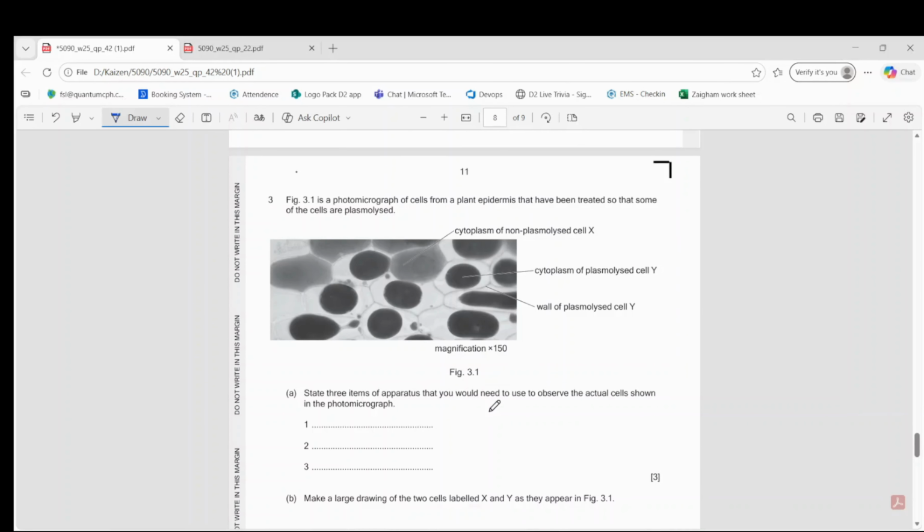Okay, figure 3.1. It's about cells. One cell is plasmolyzed, the other cell is not. State three items of apparatus that you are going to use to view the cells.